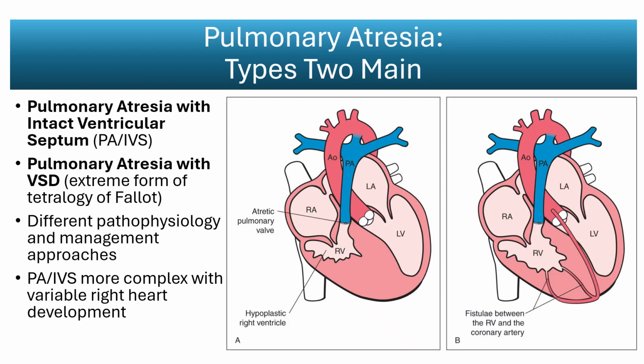In contrast, pulmonary atresia with a ventricular septal defect represents the extreme end of the tetralogy of Fallot spectrum. Here, the right ventricle typically is well developed, but pulmonary blood flow is entirely absent without collateral circulation or ductal flow. These two categories demand distinct strategies. PA with intact septum often requires nuanced decisions about single versus biventricular pathways, while PA with VSD follows the physiology and surgical planning of tetralogy variants.